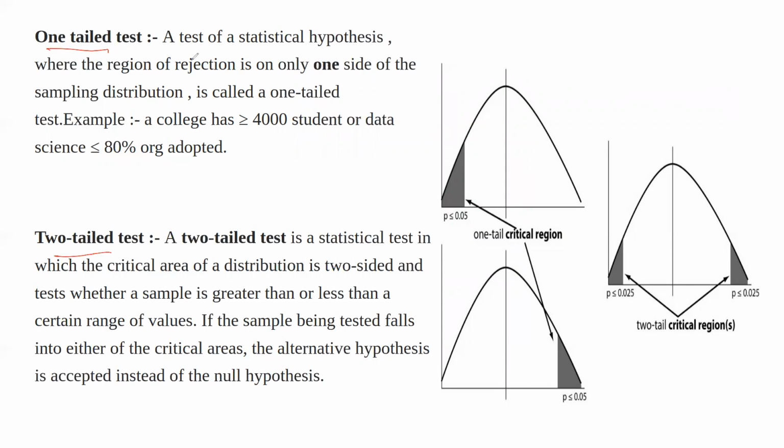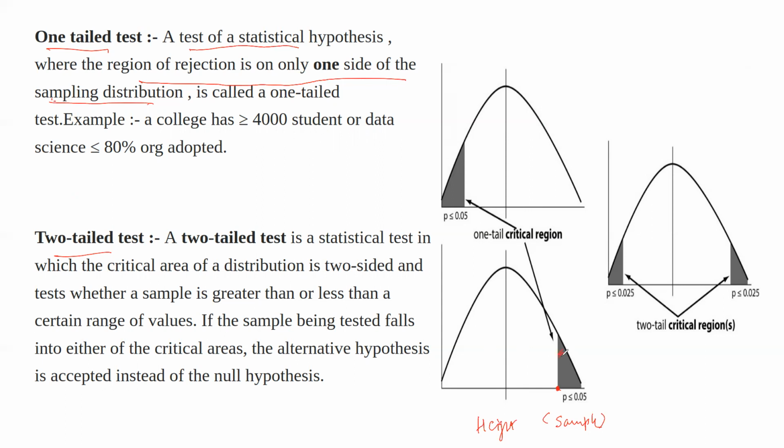So let's study what is a one-tail test. It is a test of statistical hypothesis where the region of rejection is only on one side of the sample distribution. Let's say this was the height. We're observing the height here. We would have some samples, and we would observe some heights during our experiment.